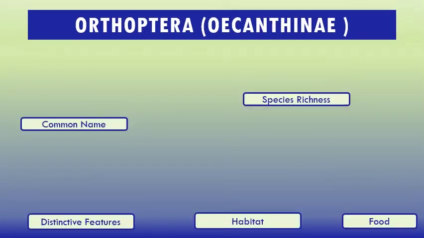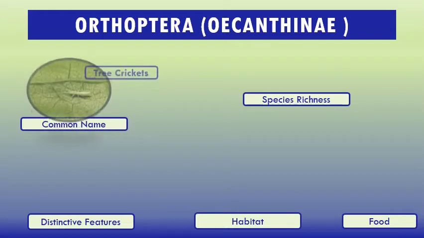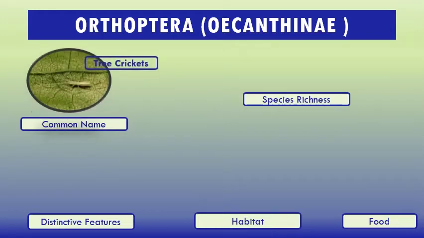Subfamily Oecanthinae, common name tree crickets. Like other species of crickets, they produce their calling song by rubbing the ridges of their wings together. The chirp or trill of a tree cricket is long and continuous and can sometimes be mistaken for a cicada or certain species of frogs.